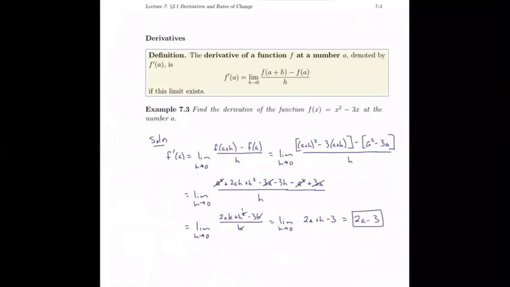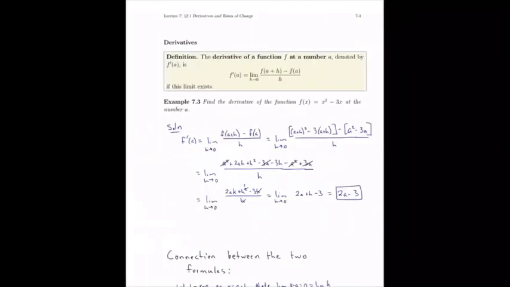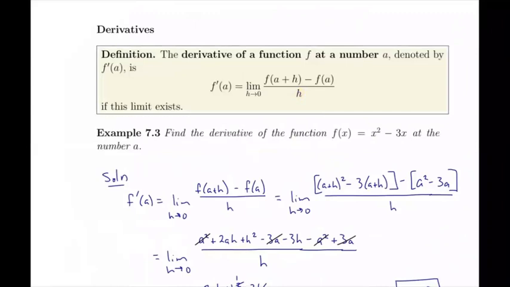So f prime of a, this is a new notation. Now instead of calling it m, the slope of the instantaneous rate of change, or the slope of the tangent line, we're going to give it this new notation f prime of a. Remember that f prime of a is still just equal to m. This is the same thing we've been calculating. This formula is just slightly different. The derivative of f at a is f prime of a, and that's equal to the limit as h approaches 0 of f of a plus h minus f of a over h.